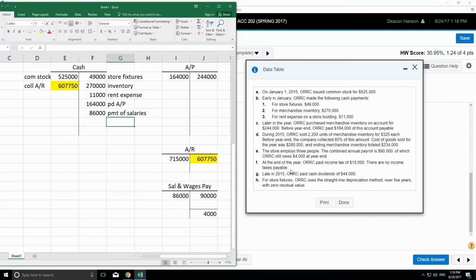Then we'll go down. At the end of the year, they paid income tax. So that's a straight payment. They didn't have any payable. So that's income tax. And they paid dividends. And that's it. That sounds like that's all the cash payments that were made.